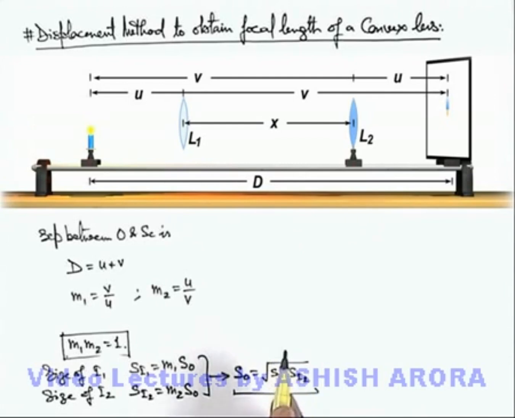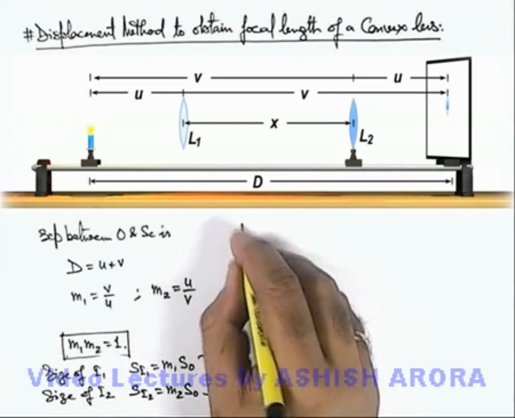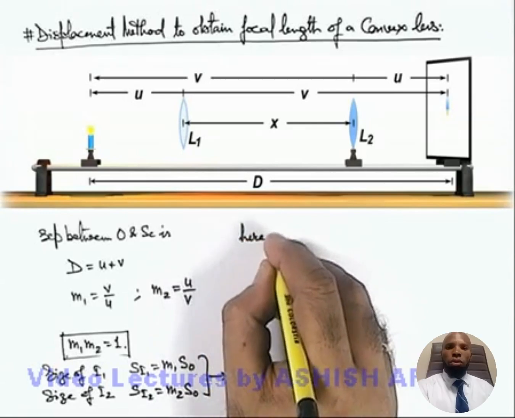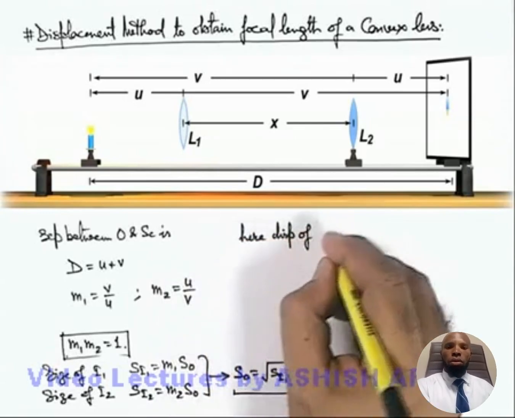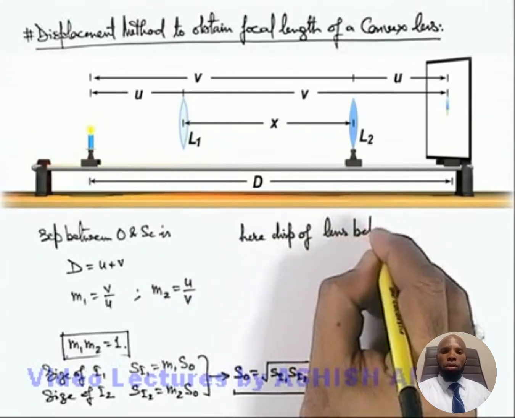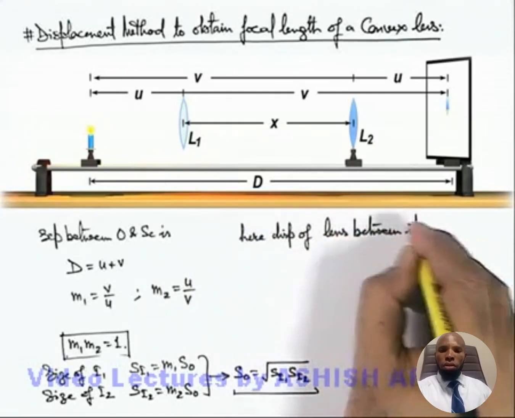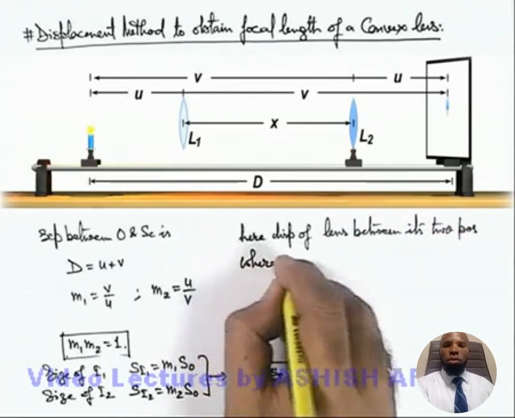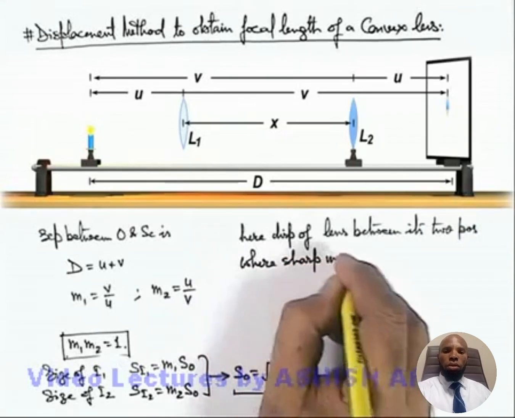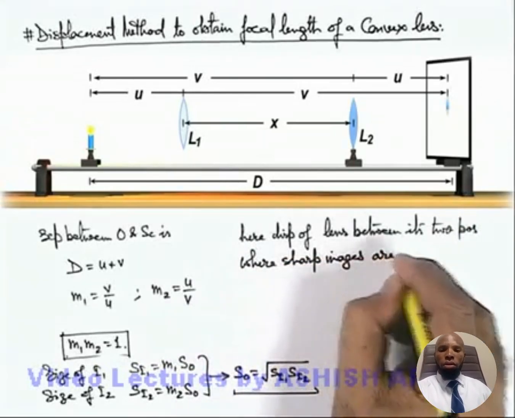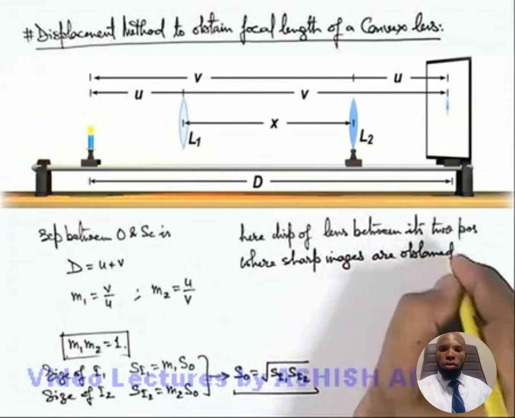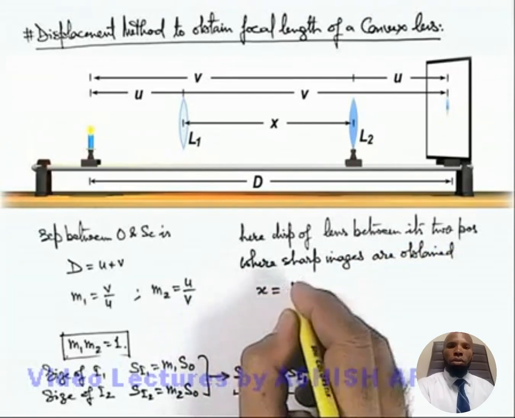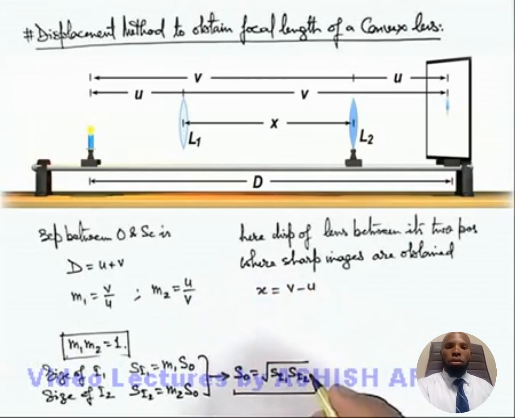Now another point which we can see here is, if the lens displacement is taken to be x, then the displacement of the lens between its two positions over which sharp images are obtained, we can write as x, and here numerically it will be equal to v minus u.